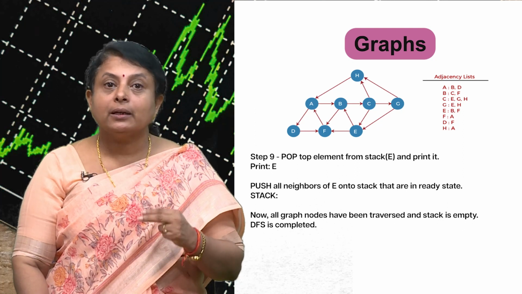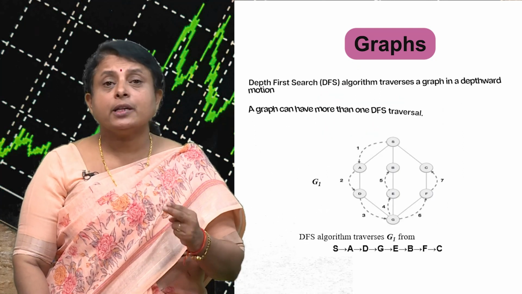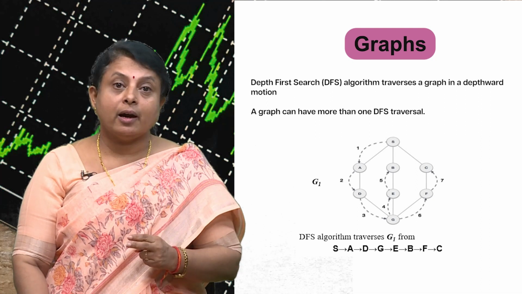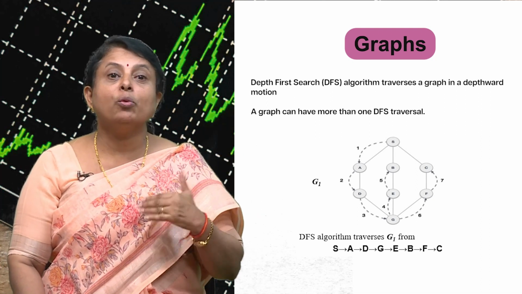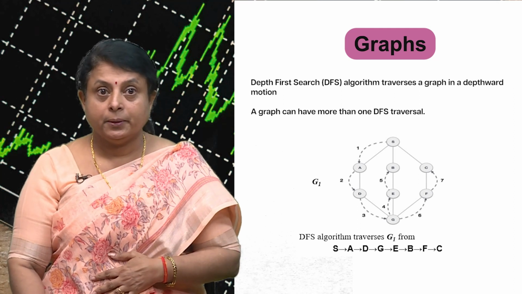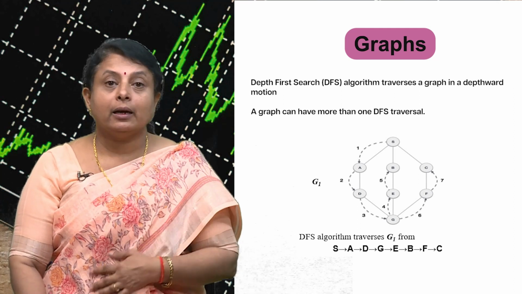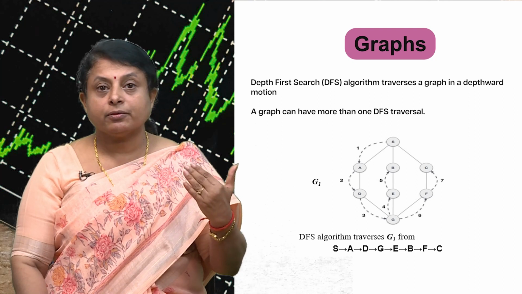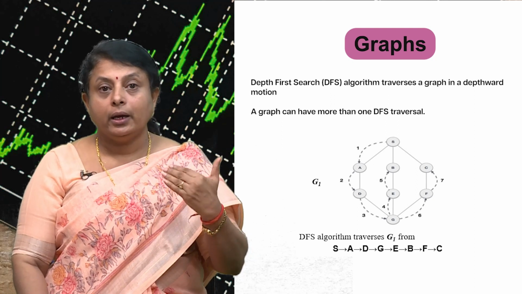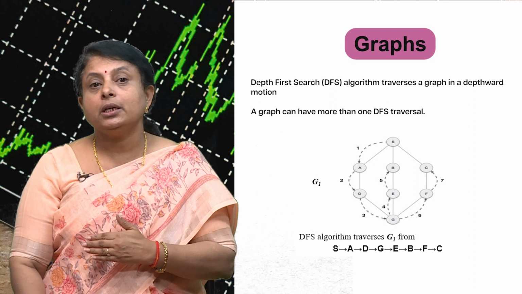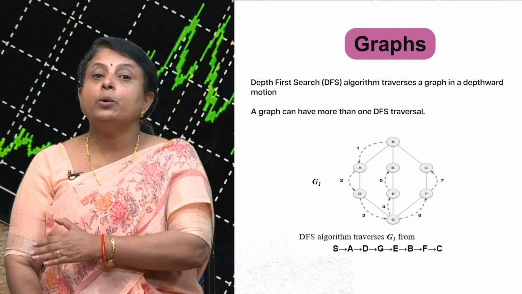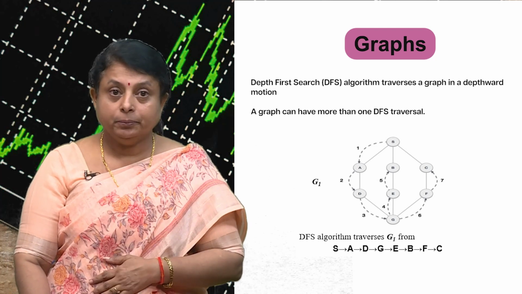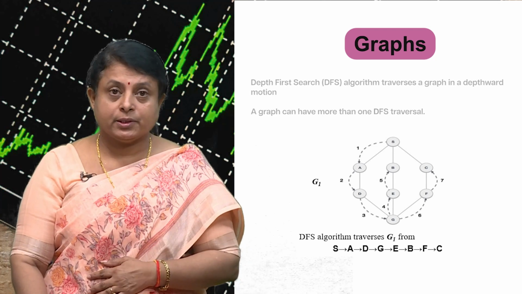algorithm has been completed. DFS algorithm traverses a graph in a depthward motion. A graph can have more than one DFS traversal. For example, in the graph, DFS traverses from S to A to D, D to G, G to E, to B first, and then to F, and lastly to C. So, that is one traversal.